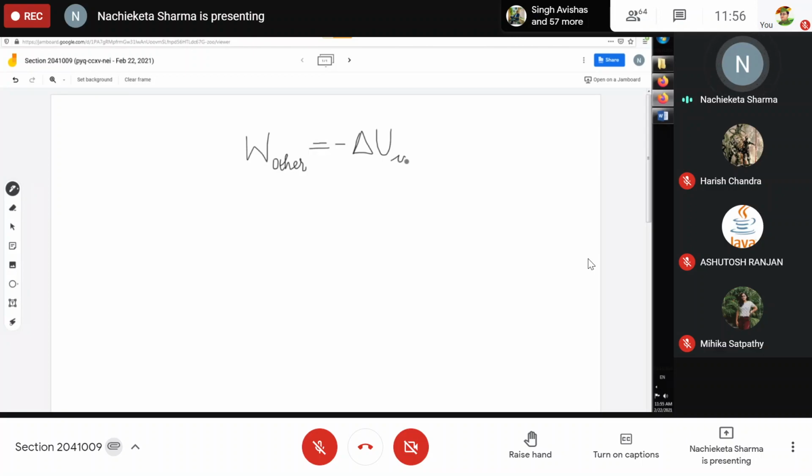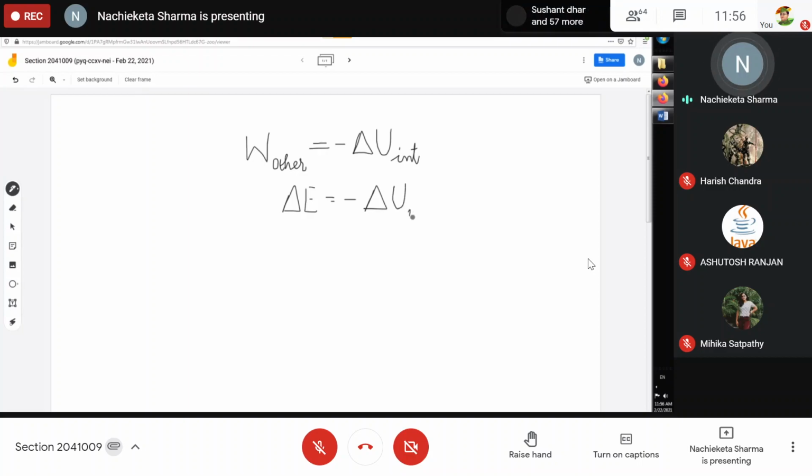Okay, this is a symbol for internal energy, and it is not a potential energy function because the energy is lost. That's why I have written it as minus delta U internal. So what will happen? I have already told you that when other forces are present, delta E can be written as W other. So in place of W other, I can write this minus delta U internal.